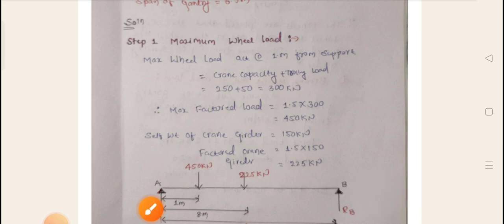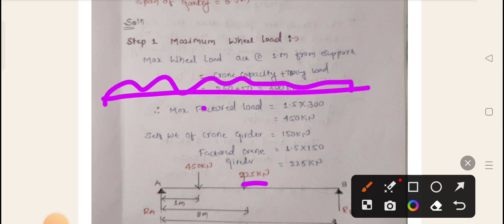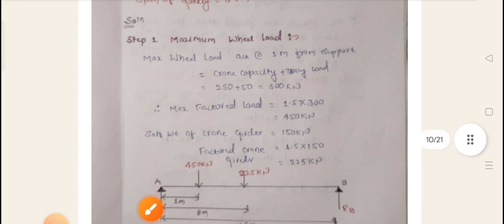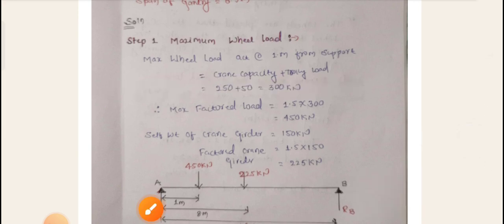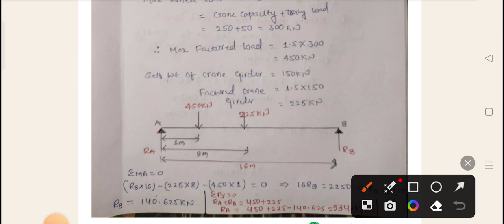Next is 225 kilonewton. This one is placed exactly at the center. Why? Because it is the self weight of the crane girder, which is like a UDL. So where will it be placed? It is exactly at the center. The self weight is given directly as 225 kilonewton, so that's why it is exactly at the center.